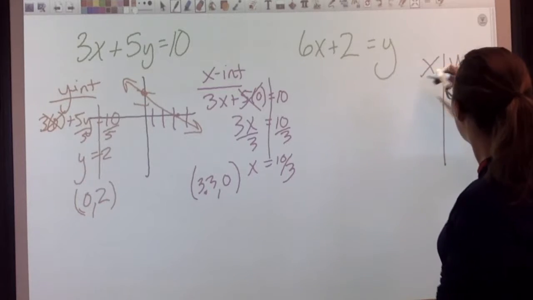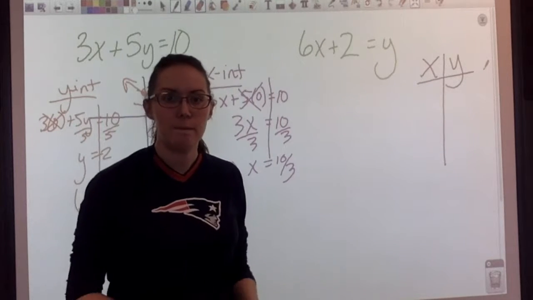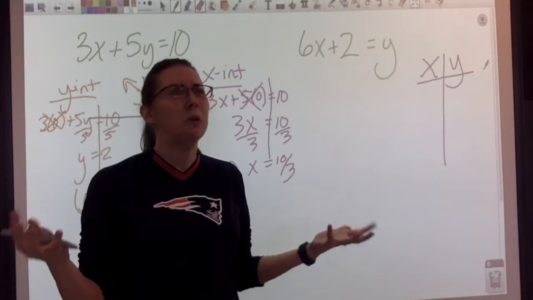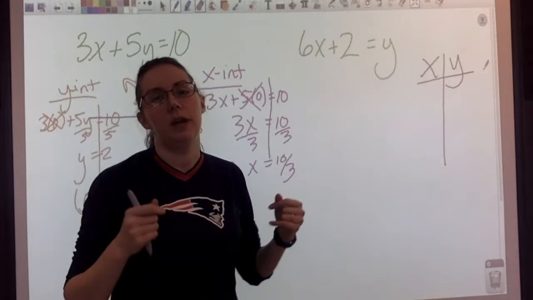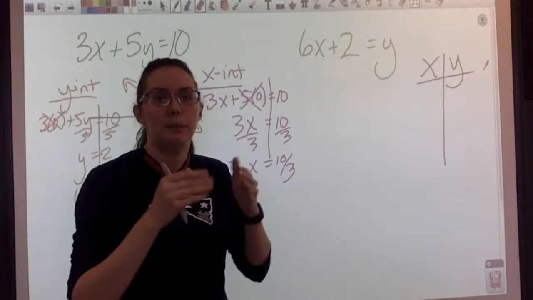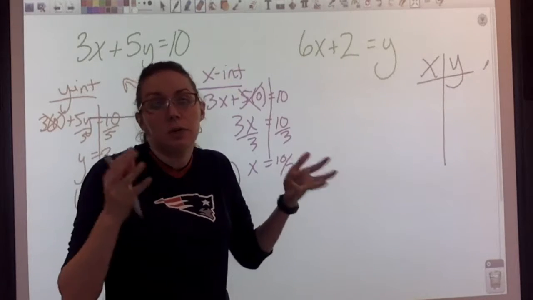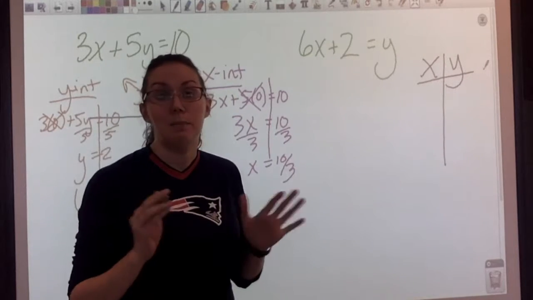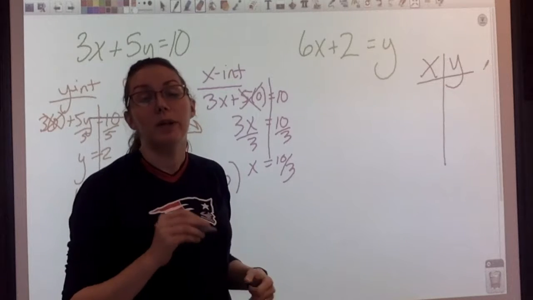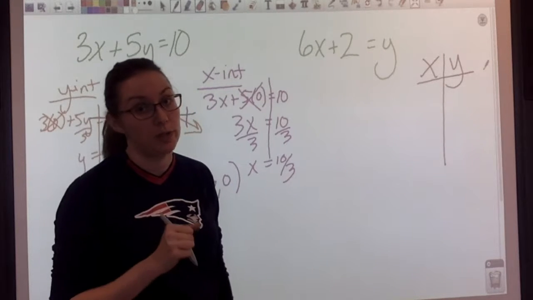I'm going to start off by setting up my XY chart. And then here you might freeze and be like, what do I do now? Well, you know what to do now. You pick 3 values for X and plug them in and get out your Y's. Any 3 you want. If you want to deal with negatives, deal with negatives. If you don't, don't. It doesn't matter to me as long as when you plot those points, they're on the graph that's provided to you on the quiz.